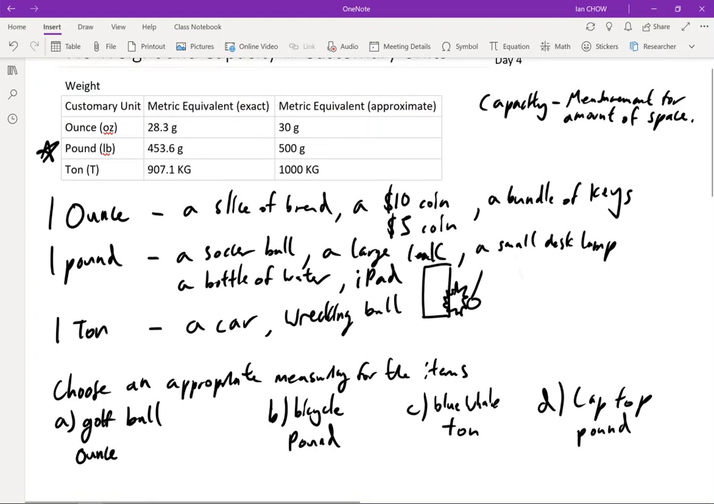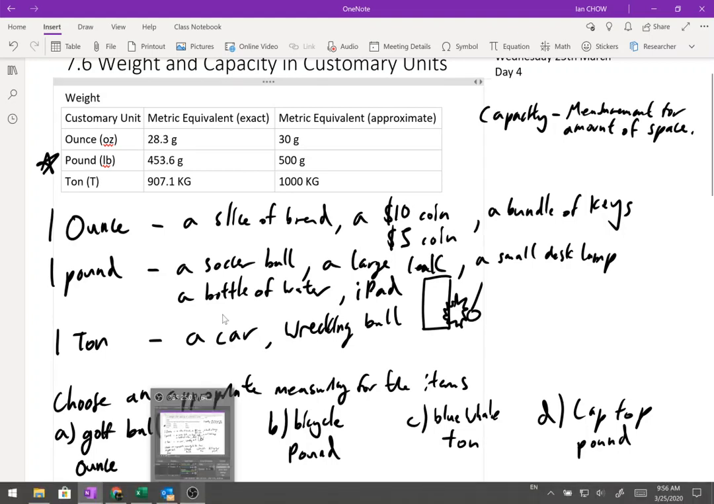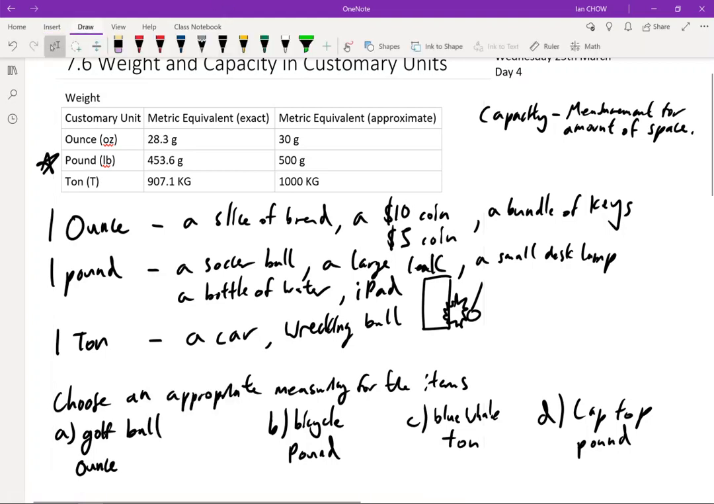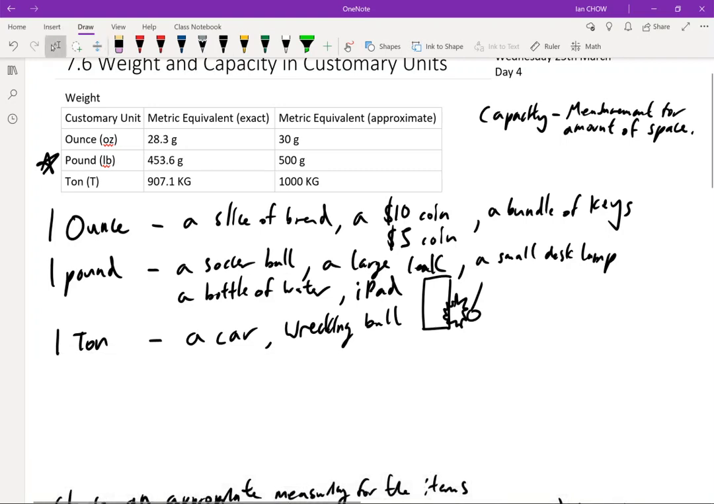And so I forgot to mention how the three measurements link together. So I'm going to quickly add that in. So we have 1 ton. I'm going to start with the heaviest. 1 ton is equal to 2,000 pounds. That's super heavy.